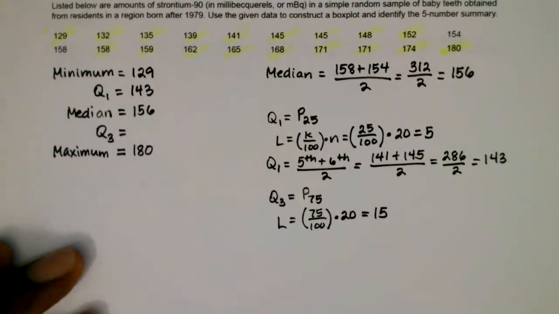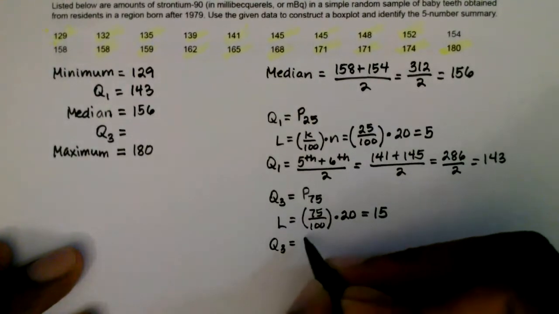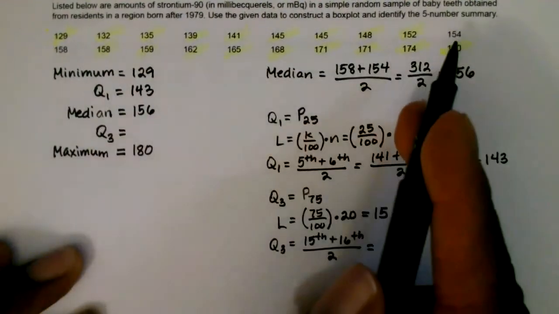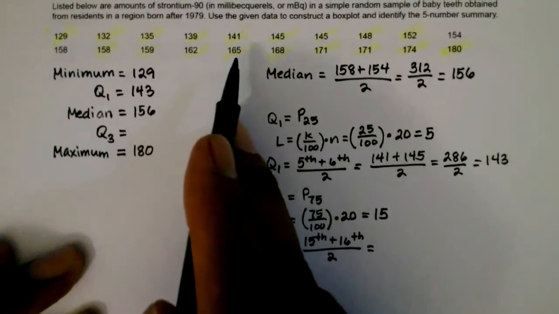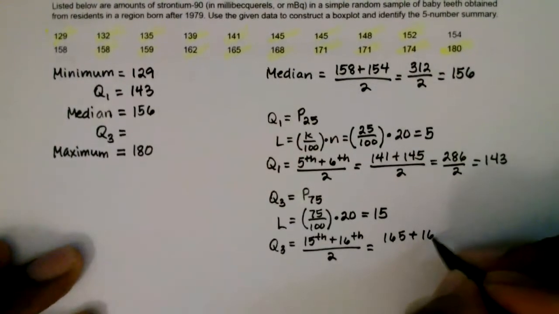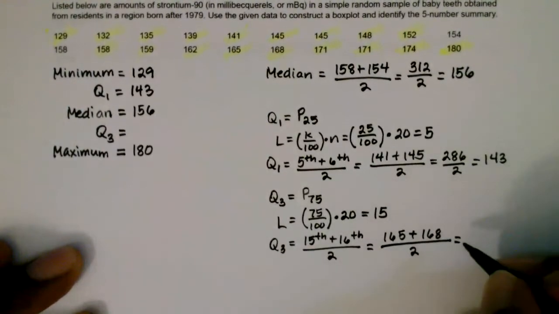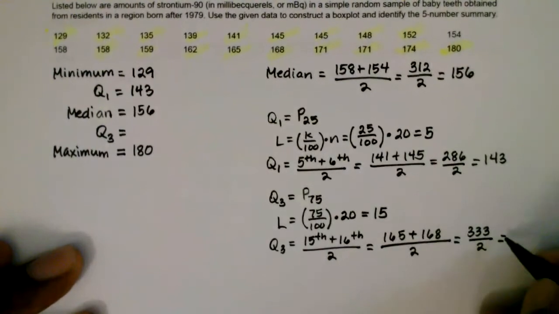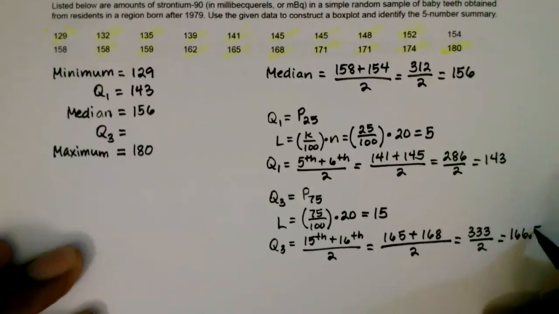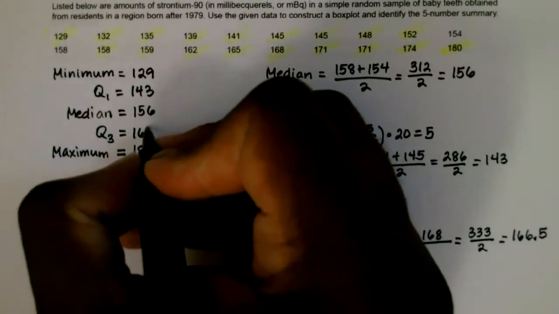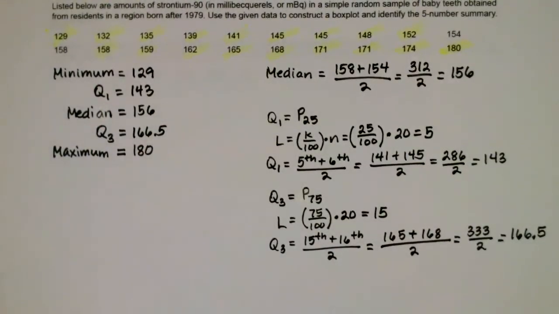So now I came up with a whole number just like I did for Q1. So I got to look at the 15th and the 16th number. So Q3 is the 15th plus the 16th number divided by 2. The 15th number, that's the 10, 11, 12, 13, 14, 15. The 15th number is 165 plus the 16th number, 168, divided by 2. 165 plus 168 will be 333. 333 divided by 2 would be 166.5. So in this case here, Q3 is 166.5. So this is my 5-number summary.